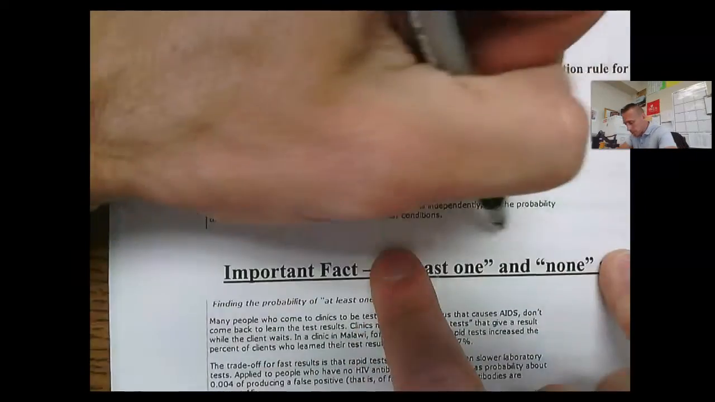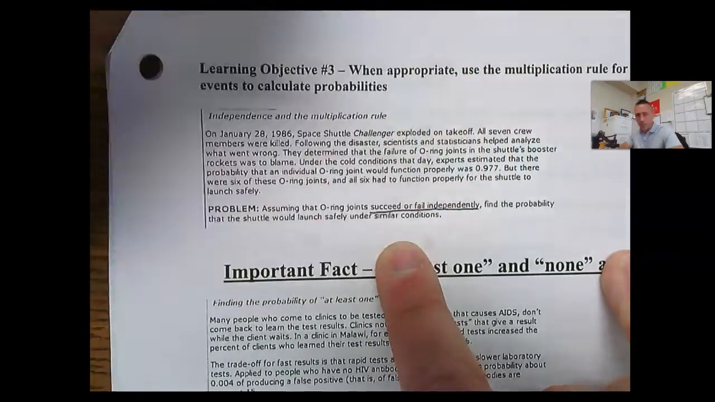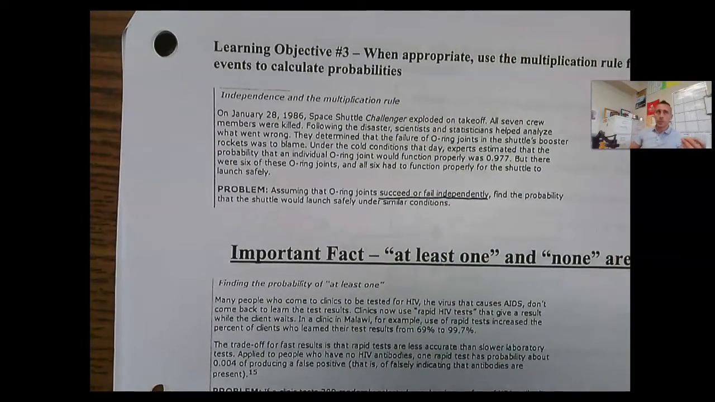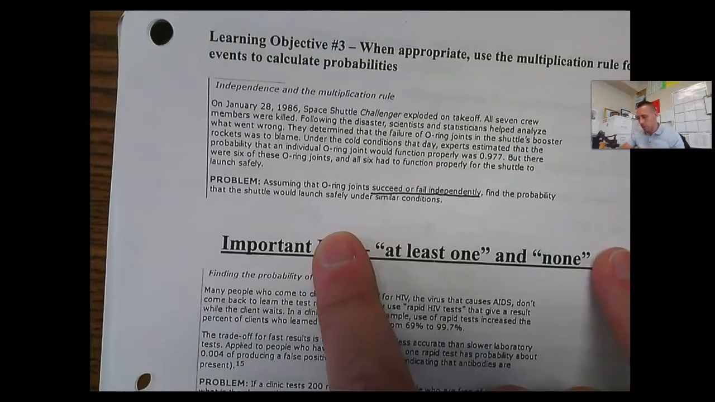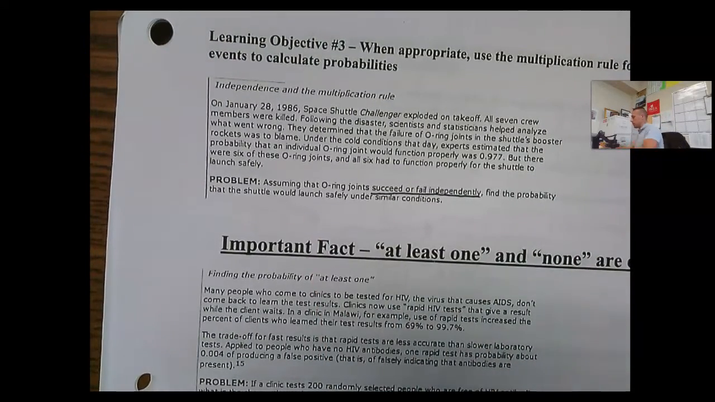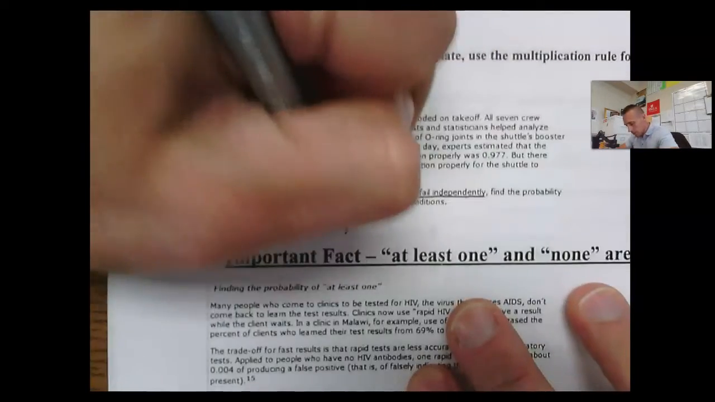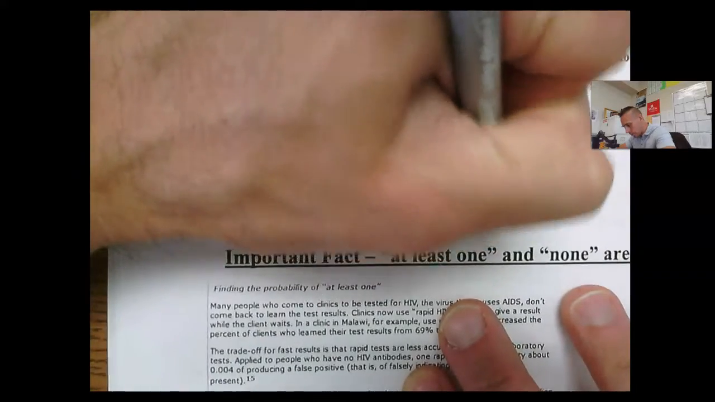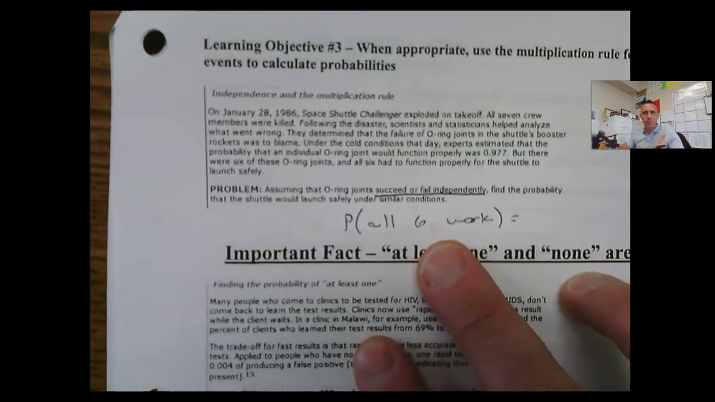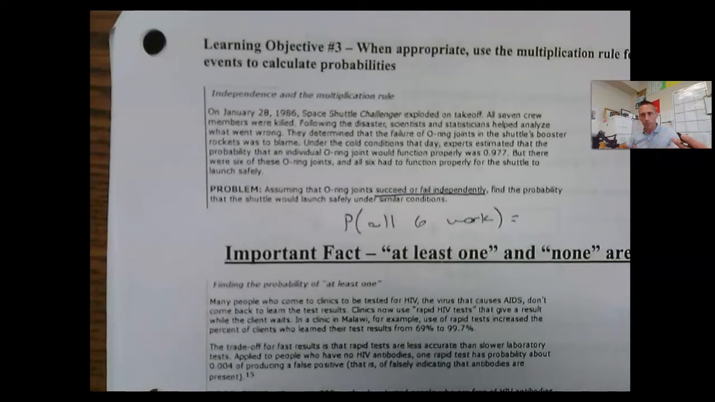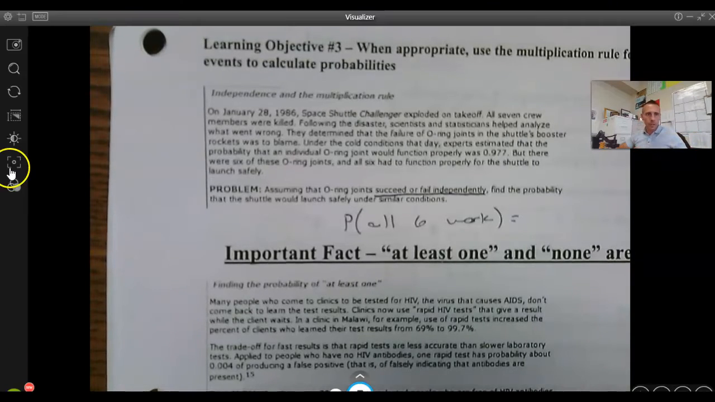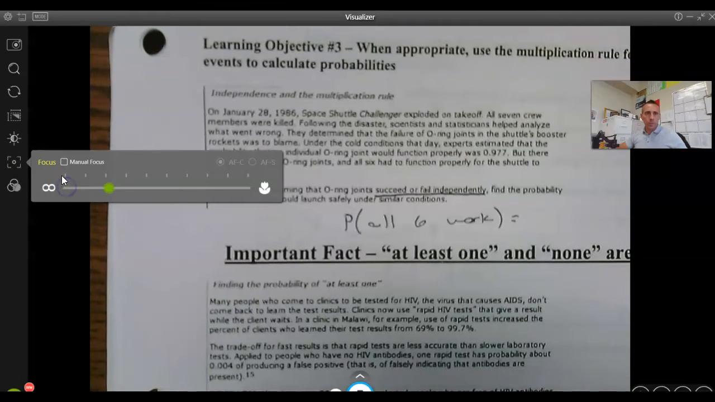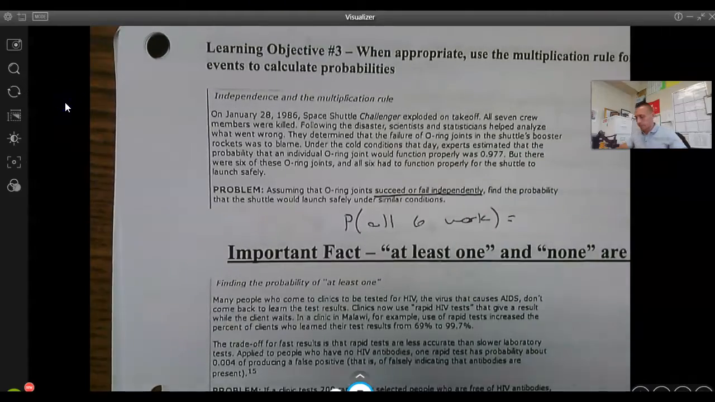Now, we have to make this assumption that they succeed or fail independently, meaning if one of the rings succeeds, it doesn't affect the probability that the other one succeeds. Find the probability the shuttle would launch safely under similar conditions. So what we're going to do here is use notation, as we've been doing. Probability all 6 work, or probability launch safely, just something that communicates what you're finding the probability of. So for us, we know that the probability that one of these works is 0.977.